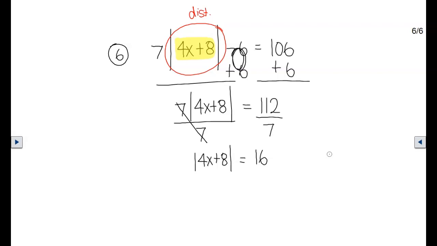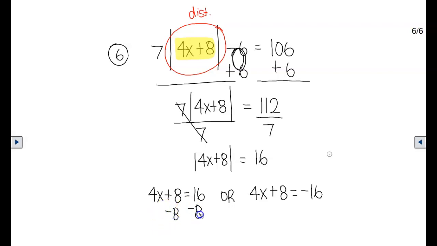So now we're where we want to be. We have isolated our distance. 4x plus 8 is 16 spaces away from 0 is what that equation is finally telling us. So now that we know that 4x plus 8 is 16 spaces away from 0, that means we know that 4x plus 8 has to be 16, or 4x plus 8 has to be negative 16. And we solve each of those equations for x.